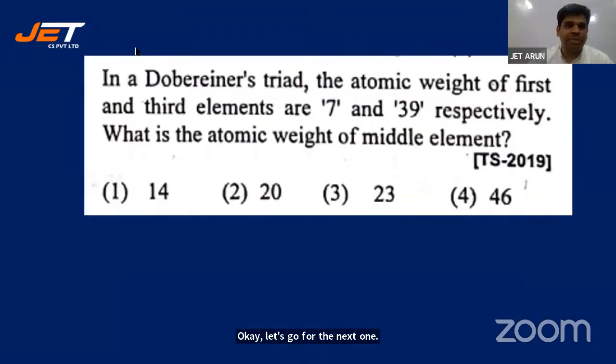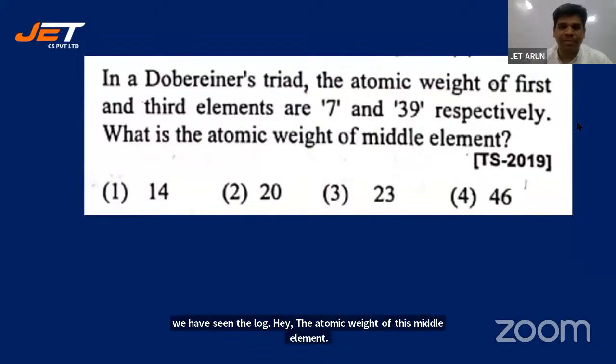Here is a simple numerical. In a Dobereiner's triad, the atomic weights of first and third elements are 7 and 39 respectively. What is the atomic weight of the middle element? Just now we have seen the law. The law says the atomic weight of this middle element is the arithmetic mean of first and third elements.